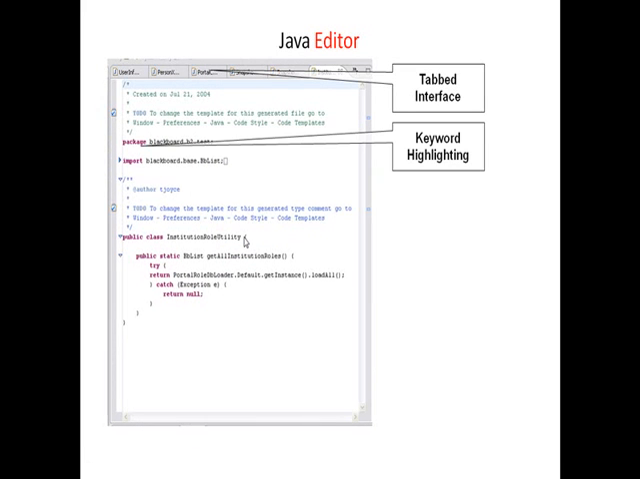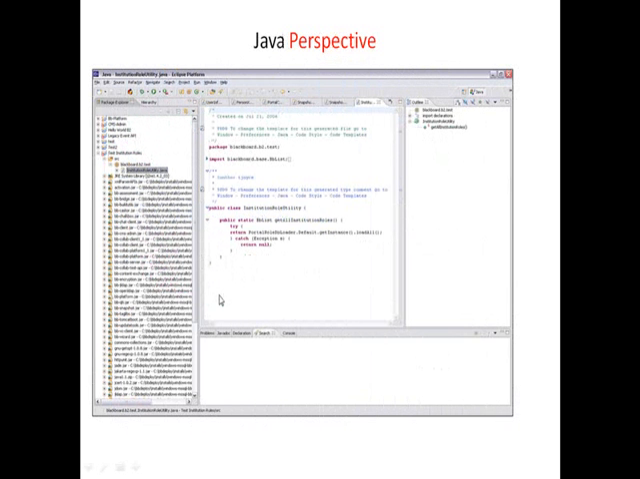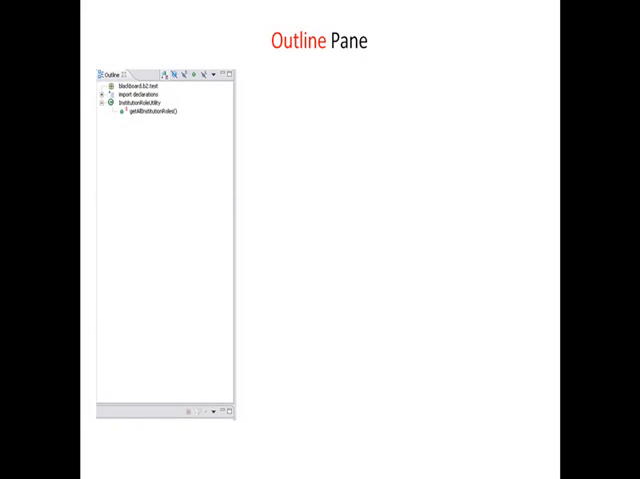Tabbed interface: this Java editor is a tabbed interface. As long as you are creating new classes, each class will be created with a tab. This is code assist, with errors and suggestions. Here you can see the outline pane, which shows members at a glance, so we can look at all the members here.